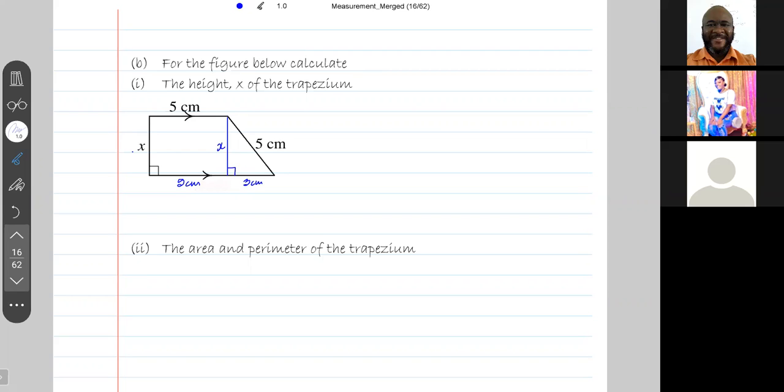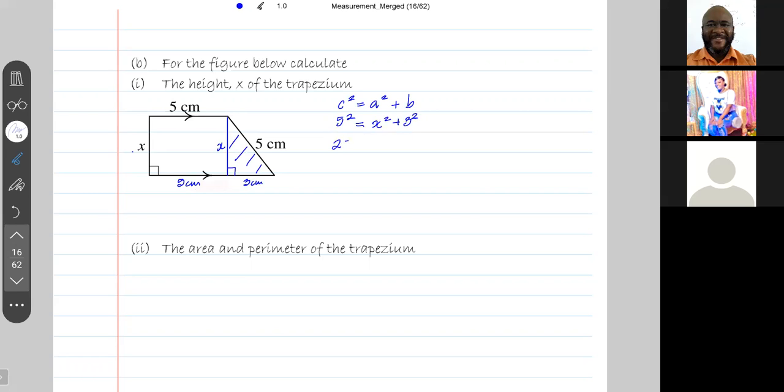All right, so now I have a right angle triangle to the right. And if I have two sides of a right angle triangle and I wish to find the length of the third side, I would use Pythagoras Theorem. So C squared is equal to A squared plus B squared. In this formula, C is the hypotenuse. So C is 5, this is 5 squared, is equal to X squared plus 3 squared.